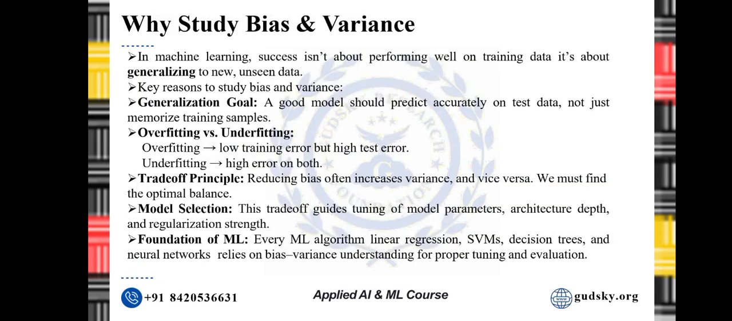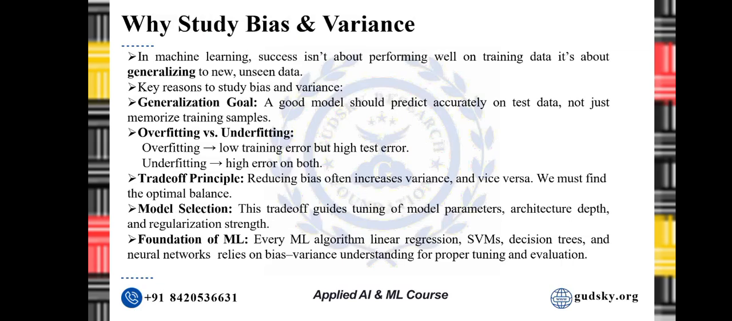So why study bias and variance? Let's answer the big why. Why should we even bother learning bias and variance? In machine learning, success isn't about how great your model performs on training data. It's about how well it generalizes to data it has never seen before. For example, imagine you built an AI to recognize cats and dogs. If it performs perfectly on the photos you trained it with, but fails when you give it new images, then what's the use? That means your model has overfitted.